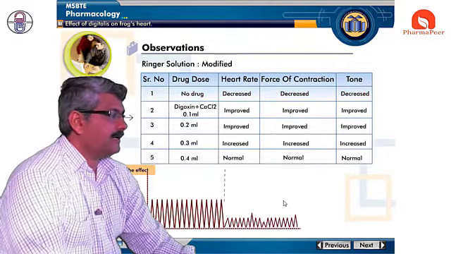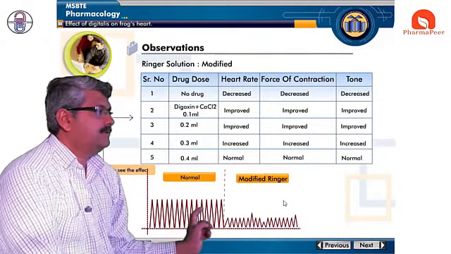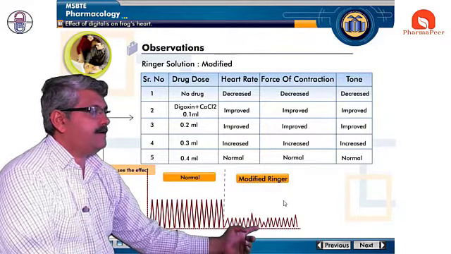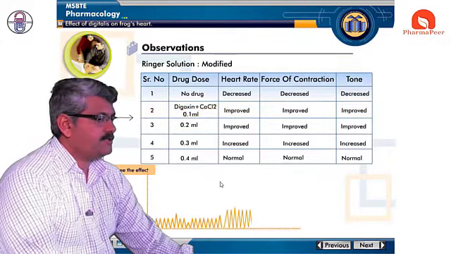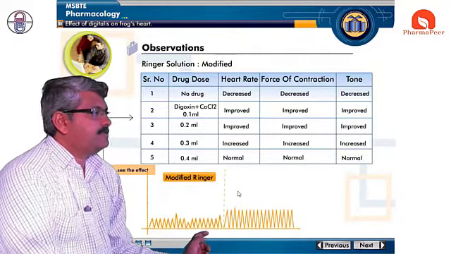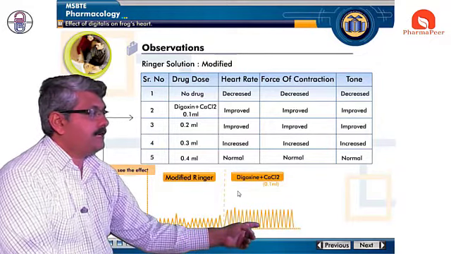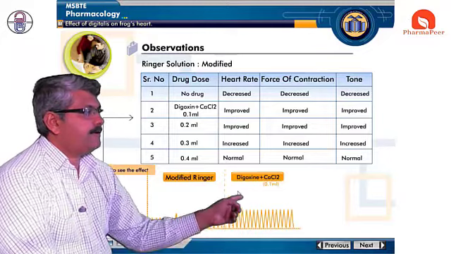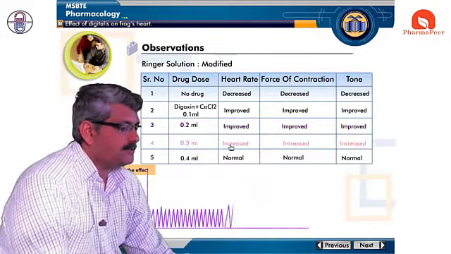So this is an activity that you can find with normal. This is the heart rate, and when we applied modified Ringer solution, its heart rate decreased. And when we gave a combination of 0.1 ml of calcium chloride and digoxin, this is the modified Ringer solution effect, and after the administration of digitalis and calcium chloride, there is improvement in force of contraction as well as the tone that we had observed.